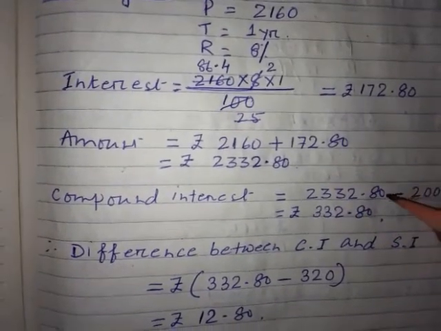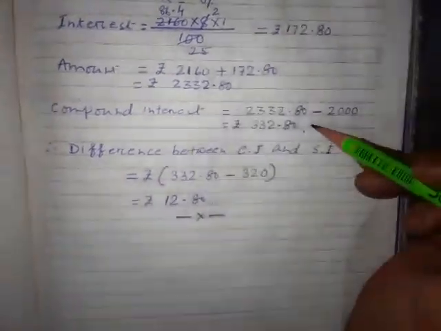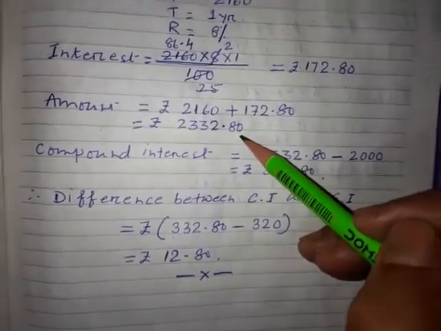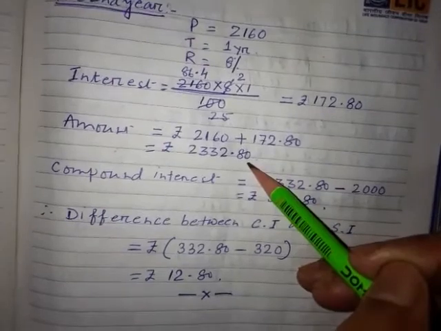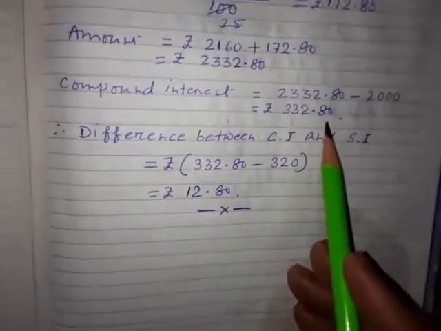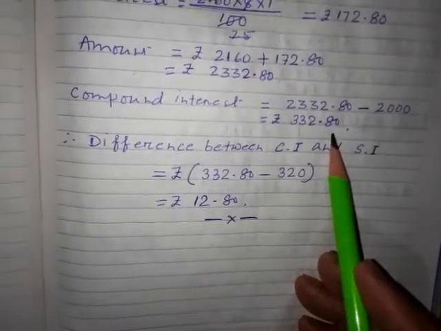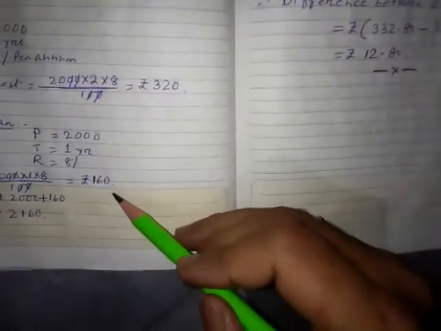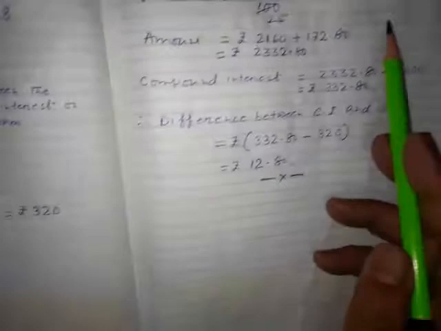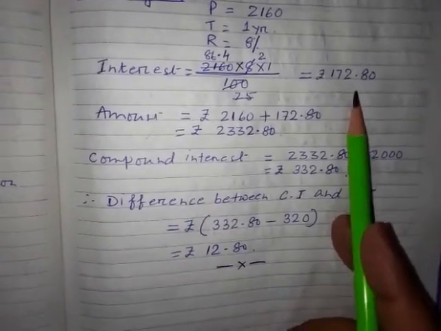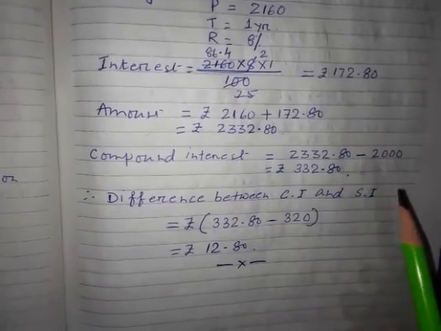Now how to find out the compound interest? Already I told you. Compound interest equal to final amount minus the original principal. So what is the final amount? 23320. And what is the original principal? 2000. If you subtract it, you will be able to get the compound interest. You can calculate the compound interest in another way also. If you add the interest for the first year and the interest for the second year, those two interests added up will also be the compound interest.